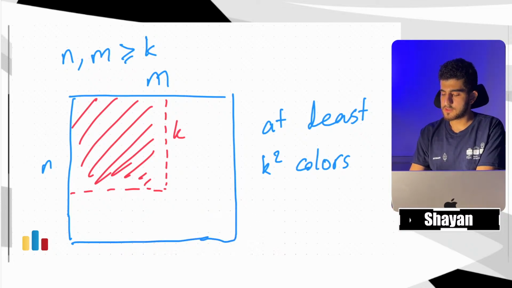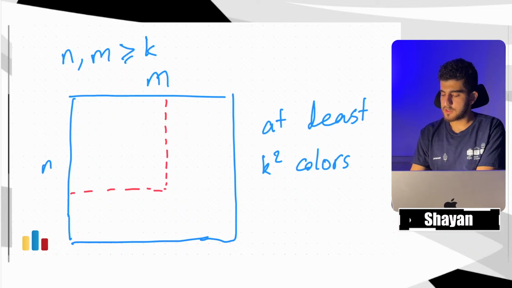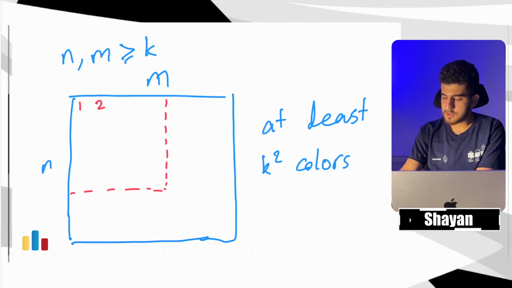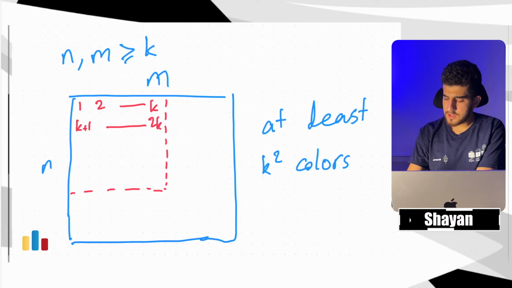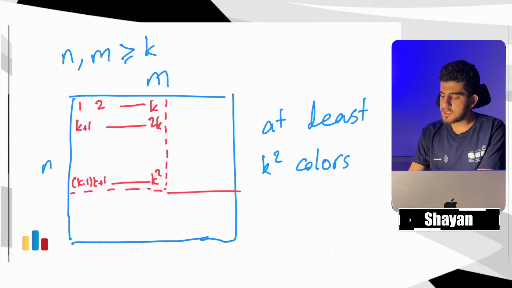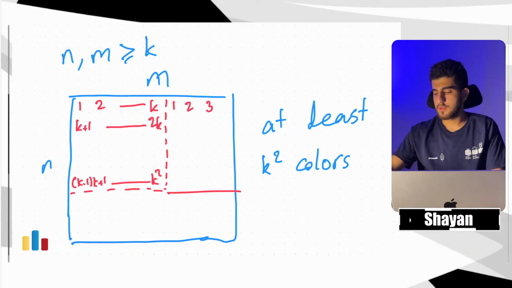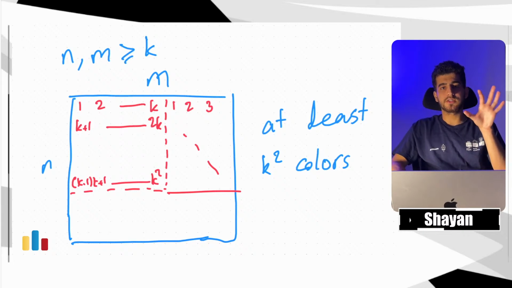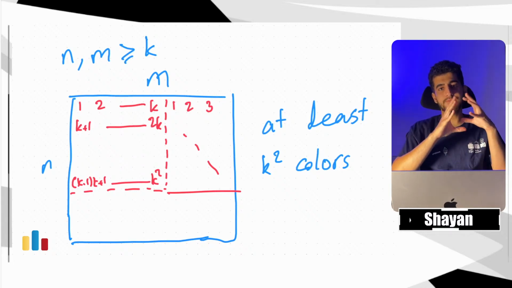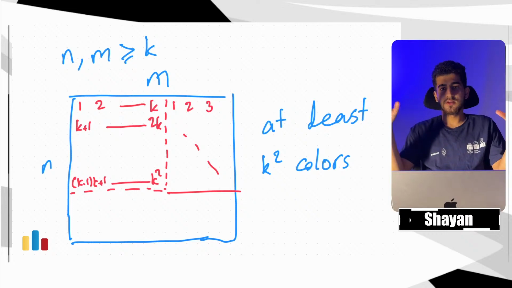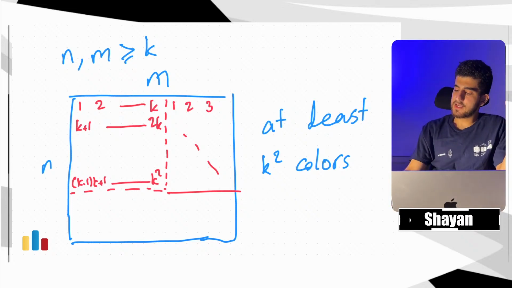Why? Because if we color this k by k square, we can just keep repeating the same pattern in the whole grid. For example, this is color 1, this is color 2, this is color k, this is color k plus 1, color 2k, and this is color (k minus 1) times k plus 1, up to color k squared. Then we can keep repeating the same pattern. Again, here put 1, here put 2, here put 3, and so on. So the point is that we can have blocks of k by k, and keep repeating this pattern. And this way, we need exactly k squared colors.